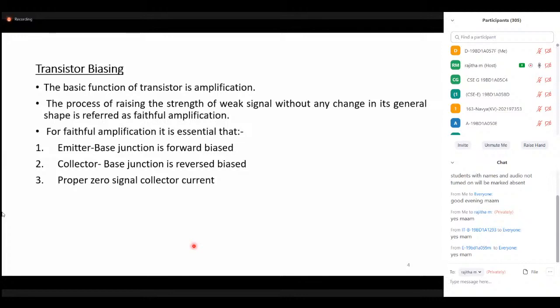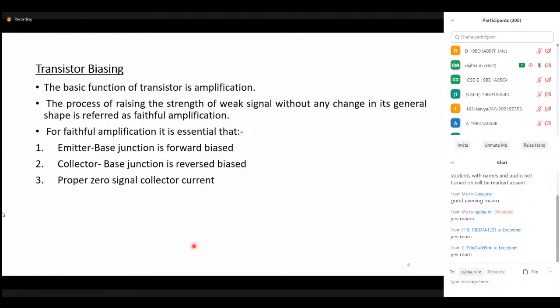Next, for faithful amplification, the essential criteria are: the emitter to base junction is forward biased, the collector to base junction is reverse biased, that is, the input junction is forward biased and the output junction is reverse biased, and you have to maintain a proper zero signal collector current. What does a proper zero signal collector current mean? If I am not applying the AC signal, then due to the applied DC biasing voltages, we have to maintain a constant amount of DC current as well as DC output voltages in the amplifier stage.